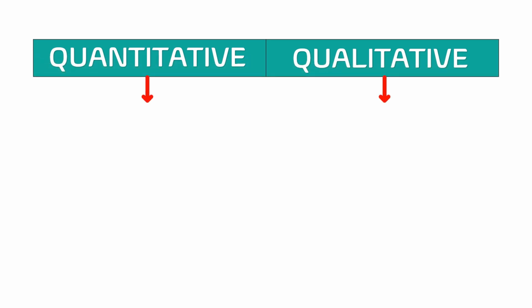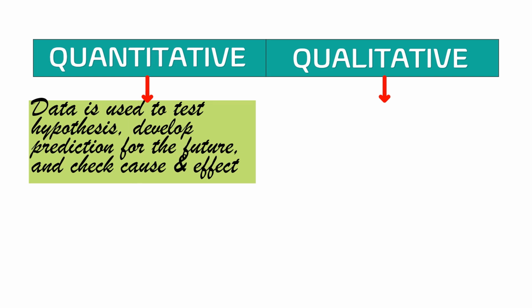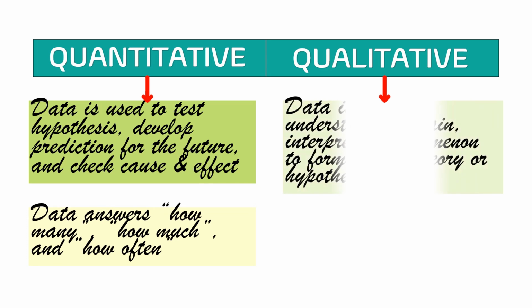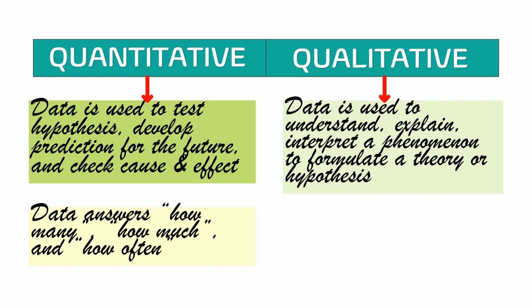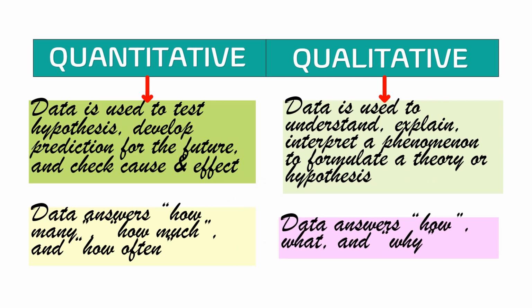Furthermore, quantitative research is used to test hypotheses or an assumption or prediction of something. It answers the questions how many, how much, and how often. Meanwhile, qualitative is used to understand or explore an idea. It answers the questions how, what, and why.